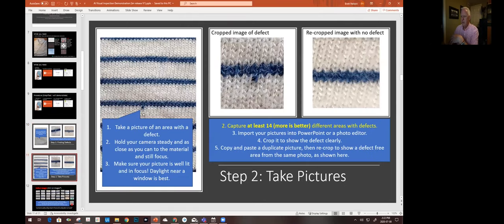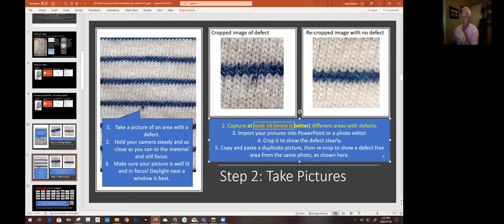Okay. So what I did is I took a picture of the area that has a defect. You've got to hold your camera nice and steady so it's nice and focused. For the most part, I tried to center the defect in the image. Some nice daylight or a bright light helps, okay? And what you need to do is capture a fair number of these. The more, the better. I'm saying here at least 14, probably closer to 20 would be better.